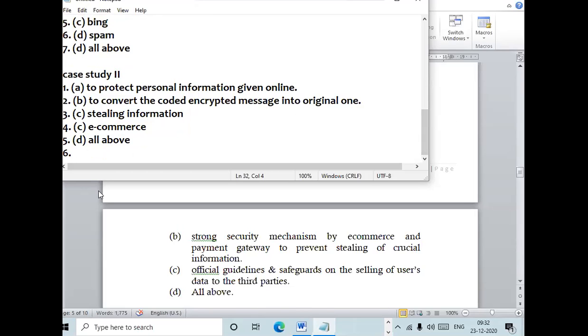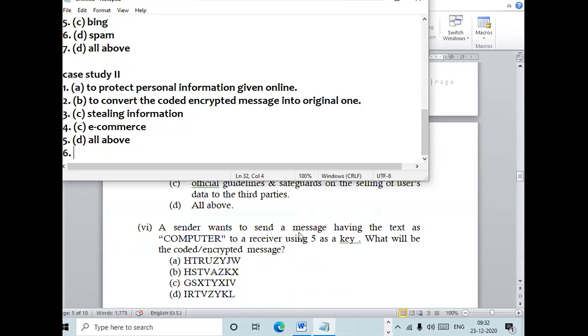Now 6th MCQ. Beta, 6th MCQ is a numerical type, mental ability question. Let us discuss this. A sender wants to send a message having the text as computer, using 5 as a key. The 5th character after every alphabet should be the code. So out of these options, which is the suitable one?